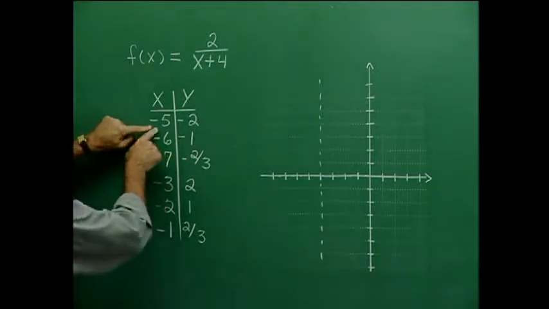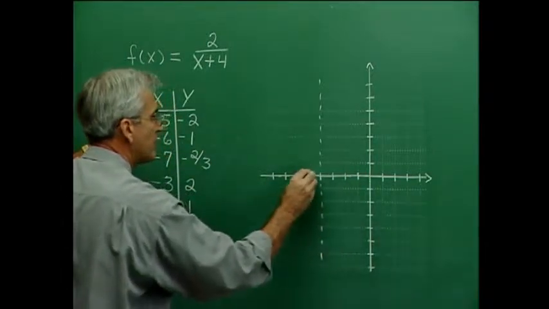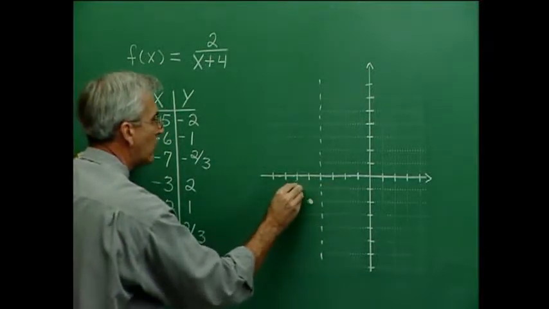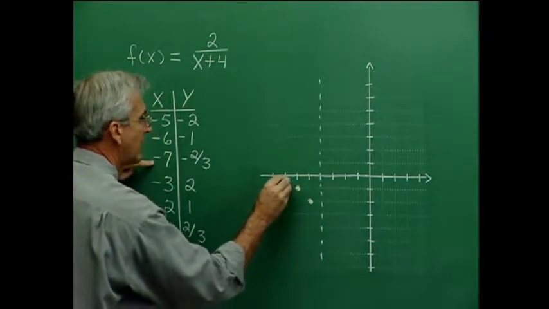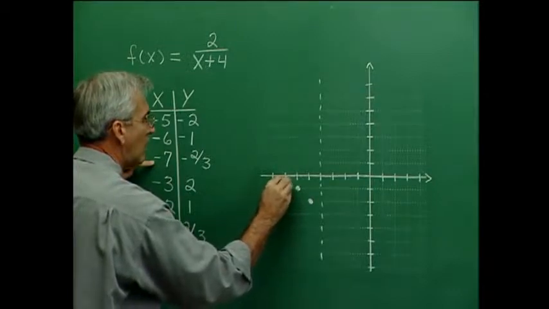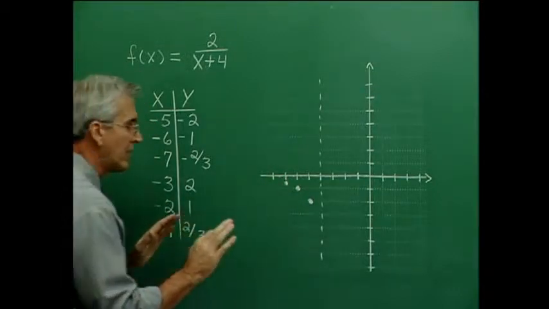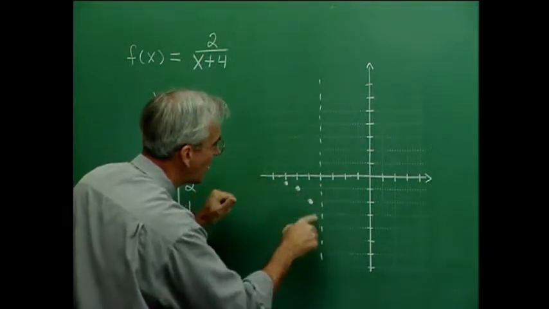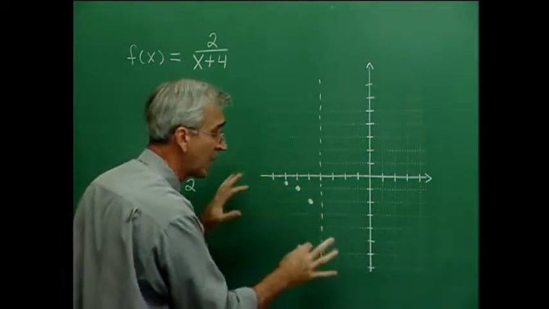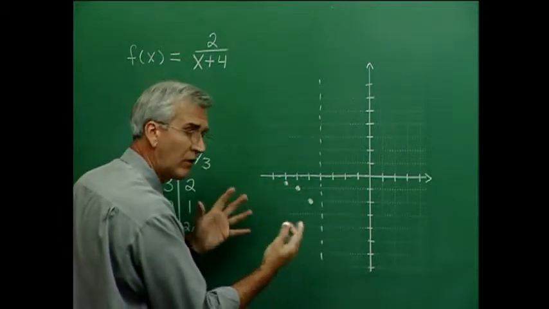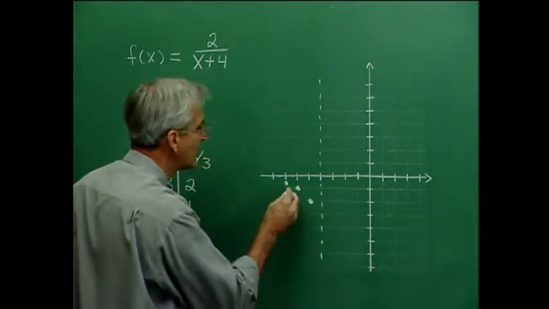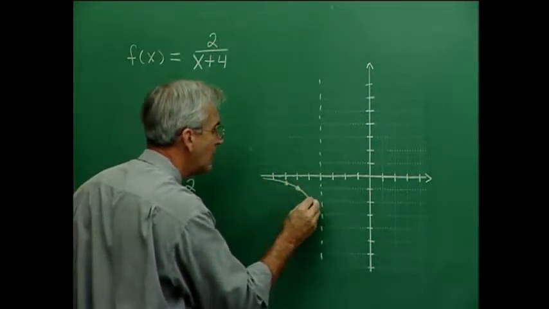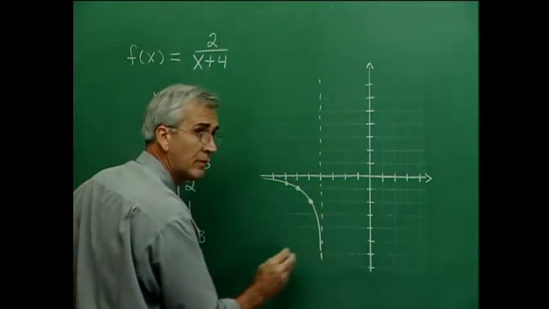Let's plot them. -5 goes to -2. -6 goes to -1. -7 goes to -2/3. Now, all we're doing is kind of establishing the distance from these asymptotes where the turn is made. We know what's going to happen at the extremes of the coordinate plane. The graph is just going to get really close to those asymptotes. So we just establish this curve and then draw the graph so that it snuggles up to the asymptotes.